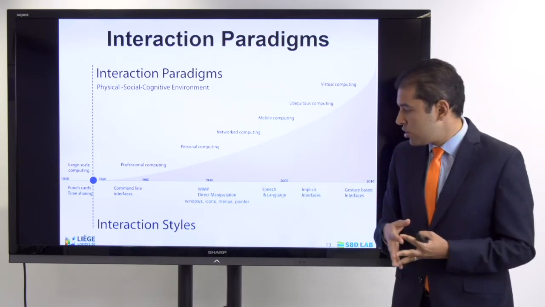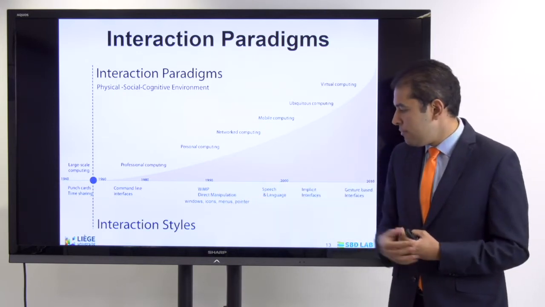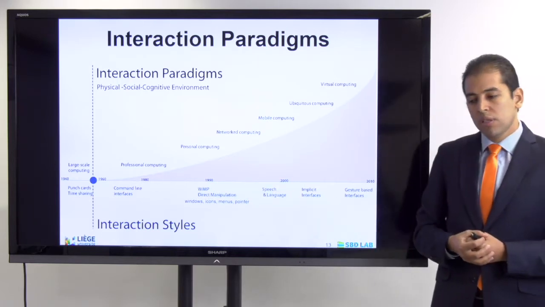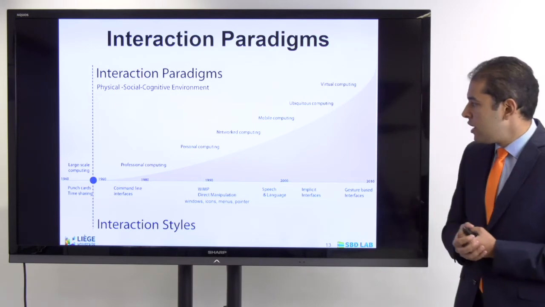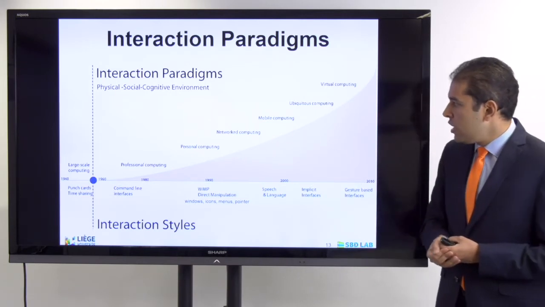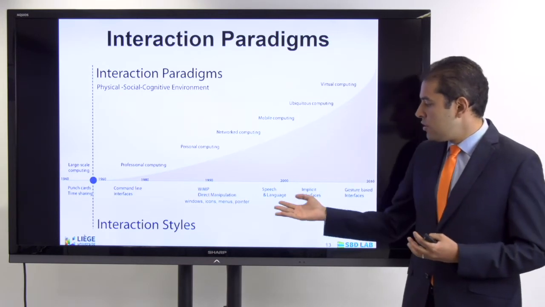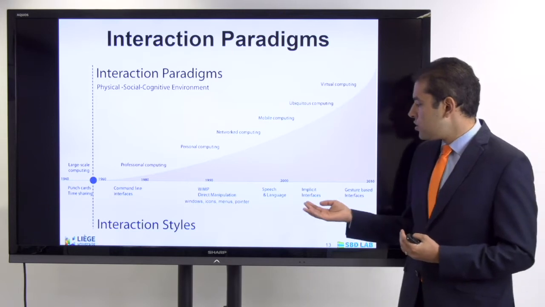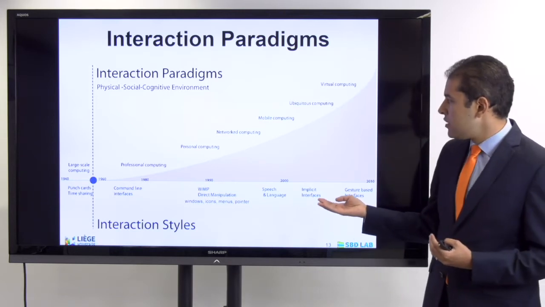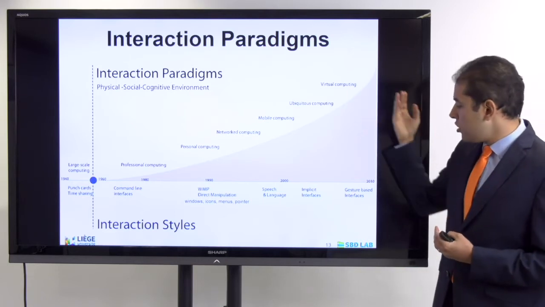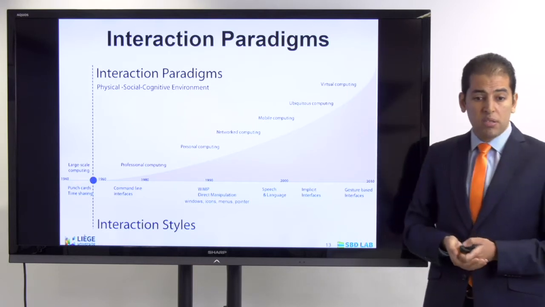Then we had the evolution with the windows, icons, menus and pointers. This is the 90s, when we had personal computing penetrating the market. And then we moved later with the internet through networked computing, mobile computing. Today, in the year 2000, we reached speech and language computing, and then we reached, after that, the implicit interfaces with ubiquitous computing, and finally virtual computing and gesture-based interfaces.